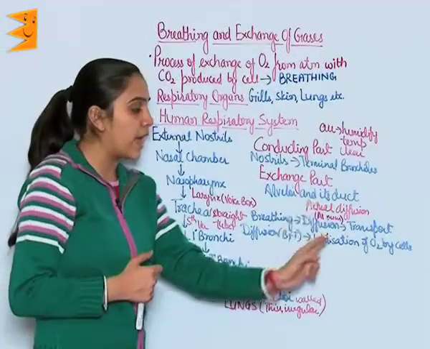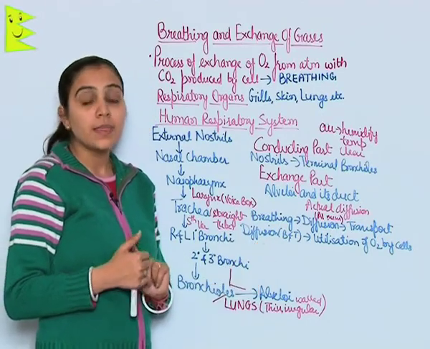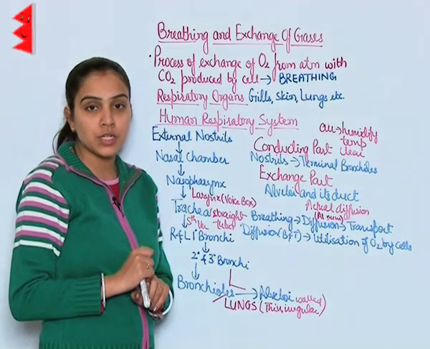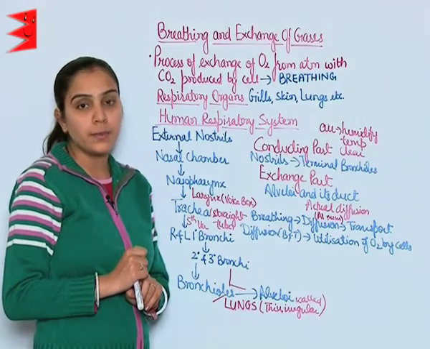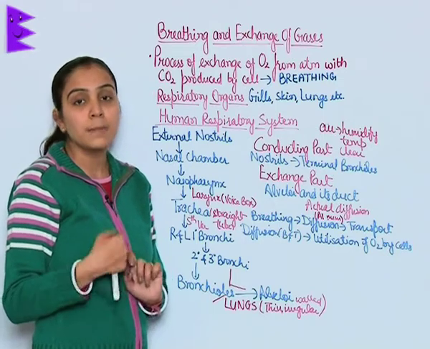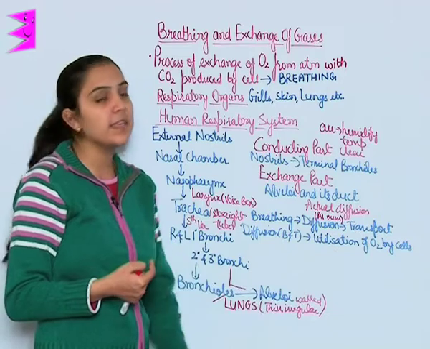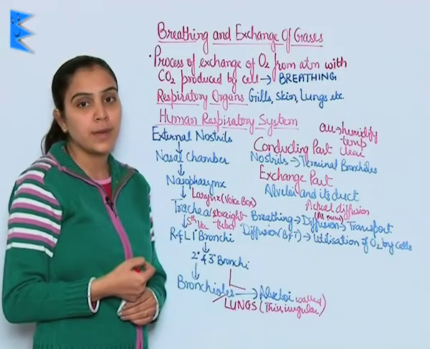So here I have described this process in 5 steps. First is breathing, then is diffusion across the alveolar membrane, then is transport, then again is diffusion, but this diffusion is between blood and tissues, and then is utilization of oxygen by cells.